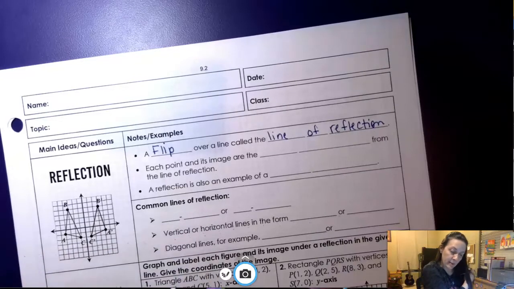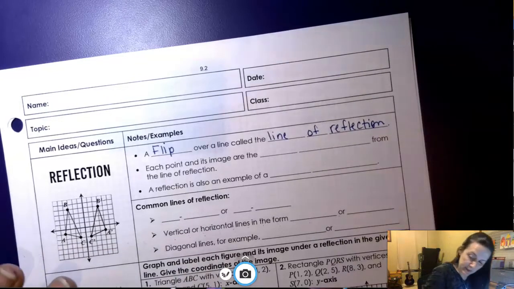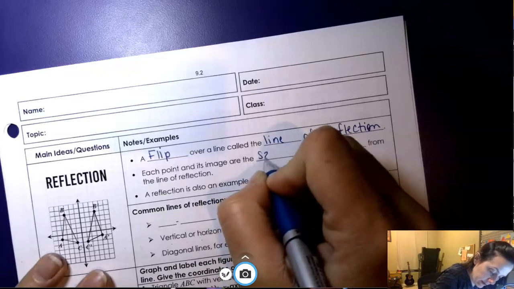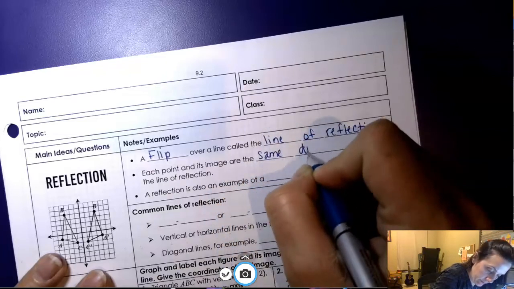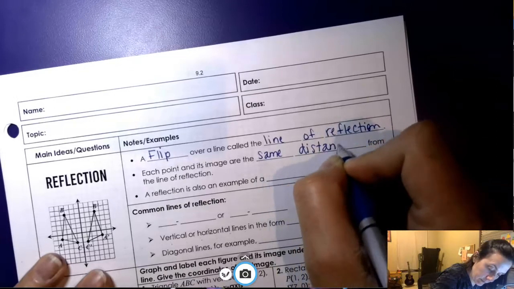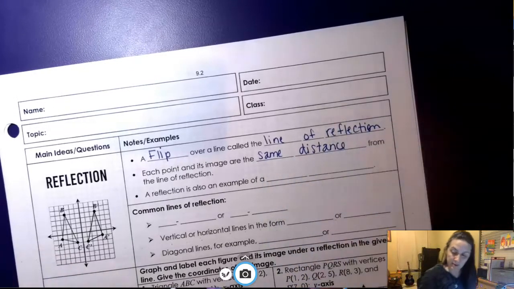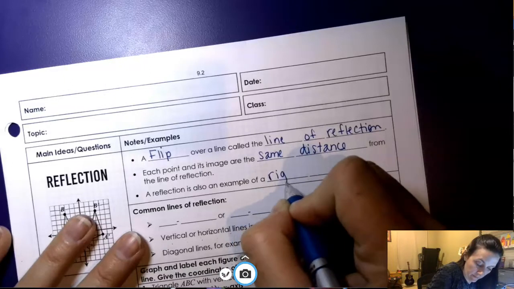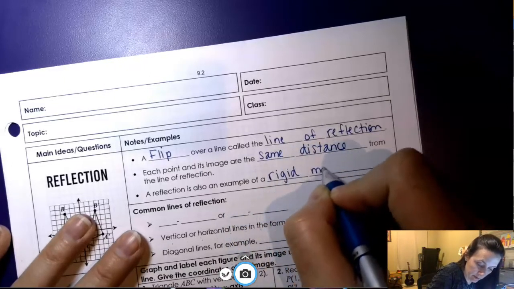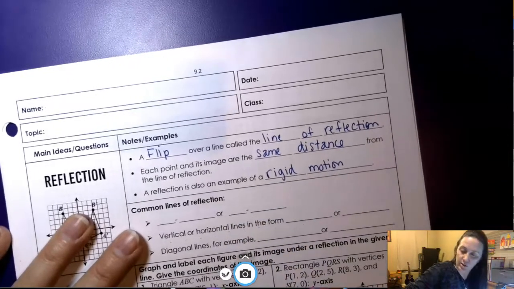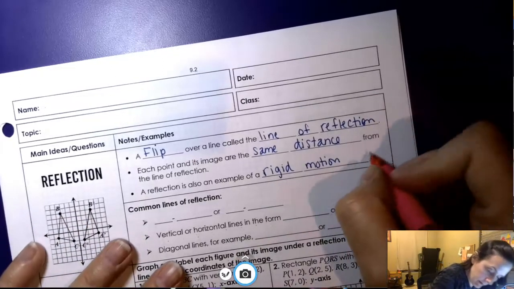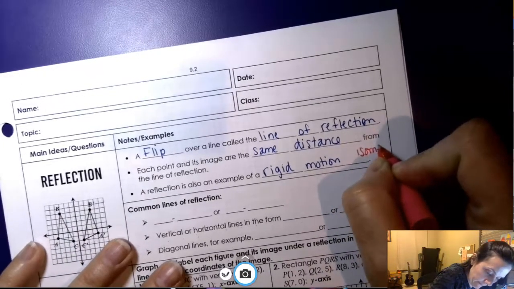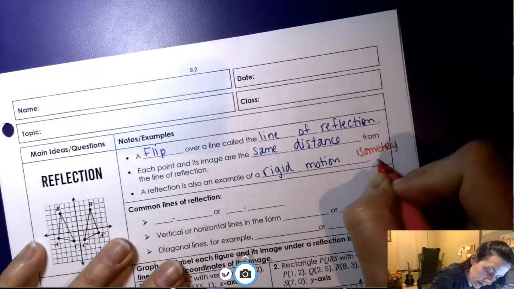Each point and its image are the same distance from the line of reflection. A reflection is also an example of a rigid motion, which is an isometry we talked about, which just means that it will be congruent. A rigid motion, which is an isometry, which means it will be a congruent shape.